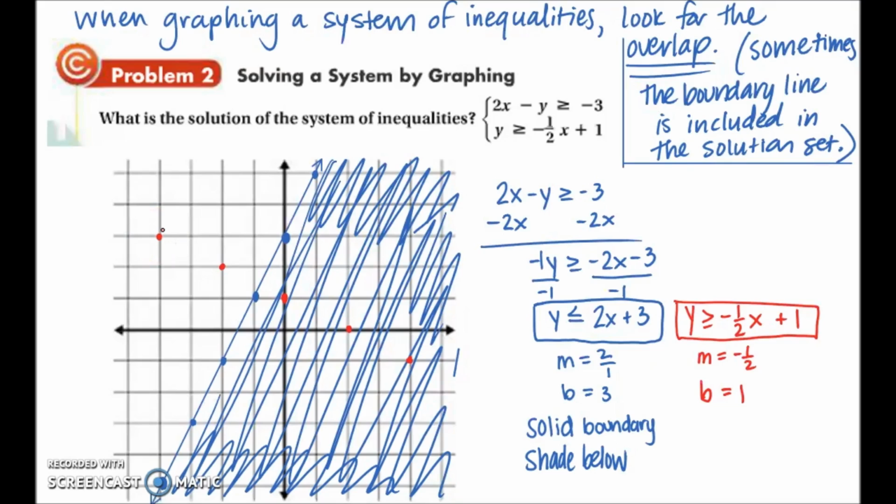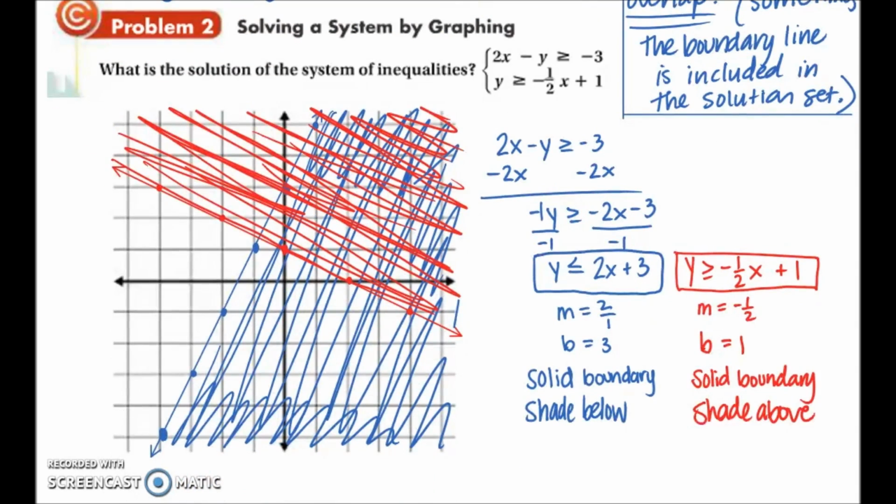This boundary line is going to be solid as well, but instead of shading below, we're going to be shading above because we have the symbol greater than or equal to. When you shade the half planes, I suggest that you shade in opposite directions and also use different colors if that is available to you. So you can see that the overlap of this system of linear inequalities is located in the top right region. So all of the points that are in that overlap or that double shaded region work for the inequality.